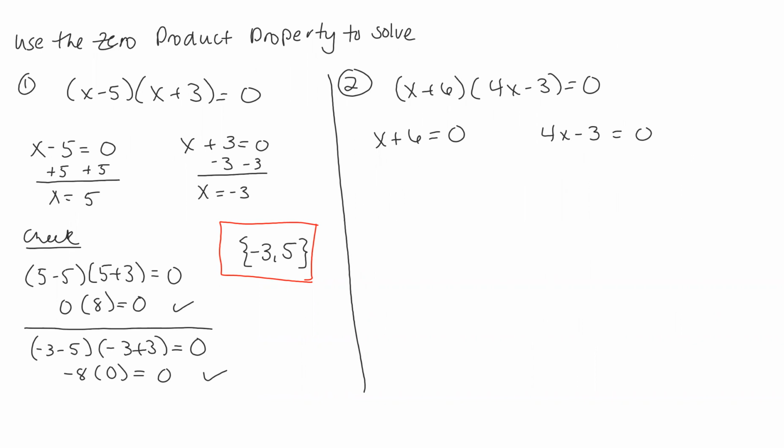Now, if x plus 6 is 0, I would subtract 6 from both sides, and that would tell me that x is negative 6.